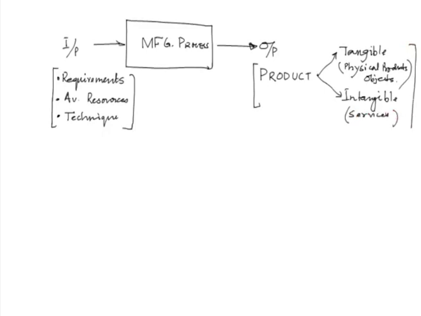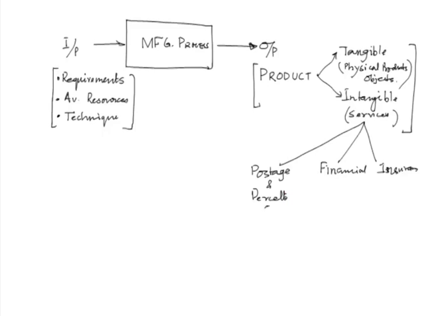like we obtain in financial services, then in insurances, then say postage and parcel and so on, etc. So, these are intangible services, but these are also some forms of products.